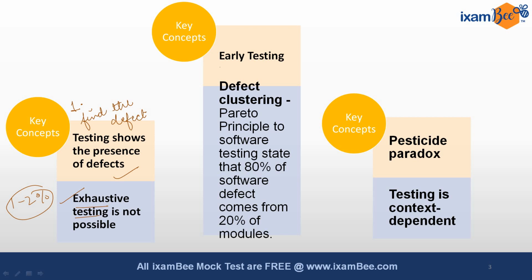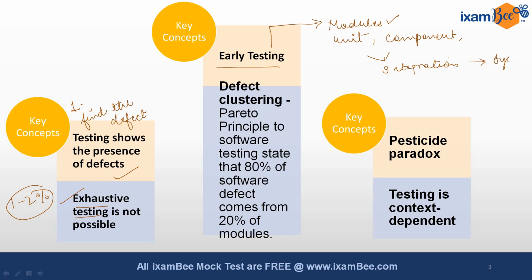Then the third concept is early testing. Why do we say early testing? Suppose we develop some modules for a software, so we can independently check those modules, or you can say unit testing is possible. If we have some components, then component level testing is also possible. Then after integrating them, we can have integration testing. Going forward we will have system testing, then validation and verification testing.